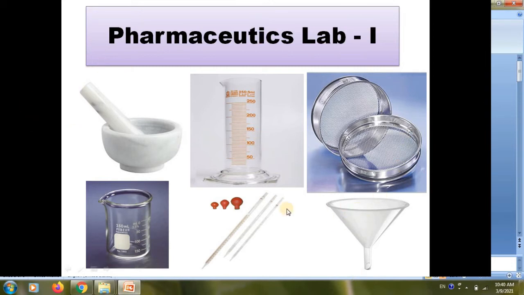All these requirements are lab requirements, and they will be provided by the college and lab. You do not have to carry all this. So these are some basic instruments that you have to handle throughout the pharmaceutics lab.